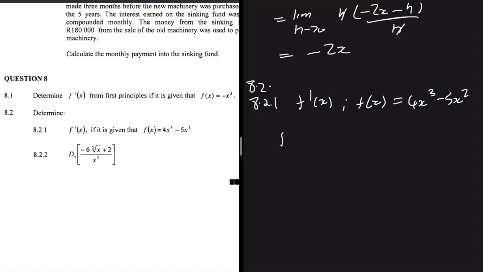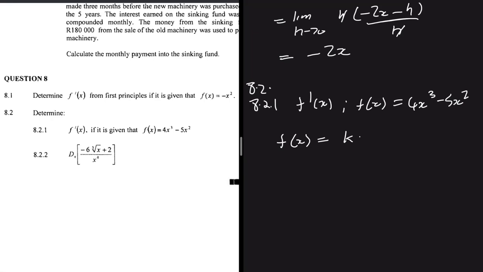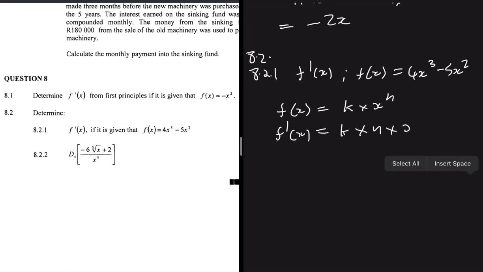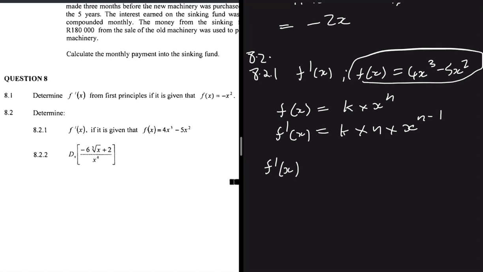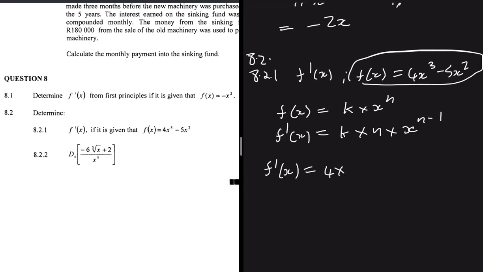So what does the power rule essentially say? The power rule says that if you have f of x, which is equal to k multiplied by x to the power n, then f prime of x will be k multiplied by n multiplied by x to the power n minus 1. So if we use that same idea here, we're going to have f prime of x. This is our f of x, right? Which is going to be equal to k. k is 4, multiplied by n. n is 3. And then multiplied by x to the power n minus 1.